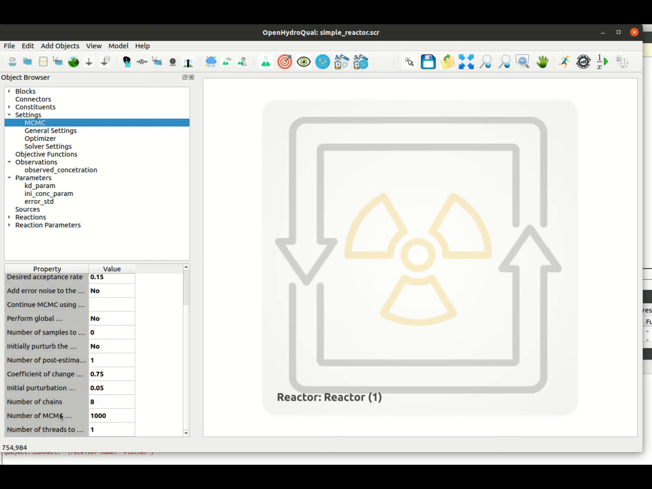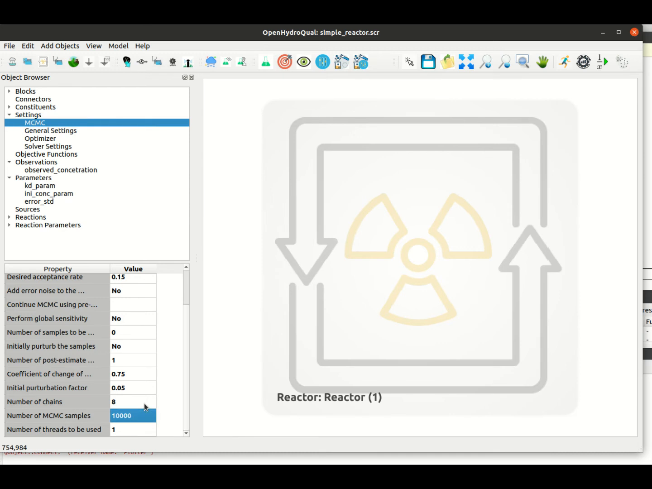First of all, one of the important parameters is the number of MCMC samples. This is the number of samples that will be extracted. I'm going to increase this by a factor of 10, so I'll have 10,000 samples. By default, I have 8 chains. I can also change the number of threads to be used, which is currently 1. That means only a single core will be used to do the Markov Chain Monte Carlo sampling. But this computer has 8 cores, so I'm going to use all the cores and change this to 8.